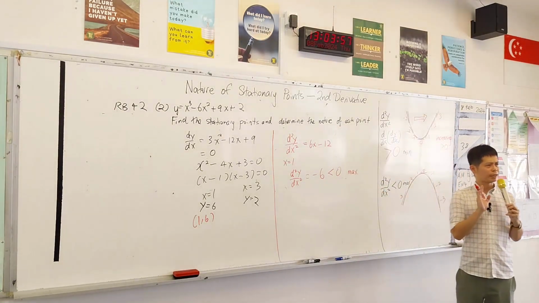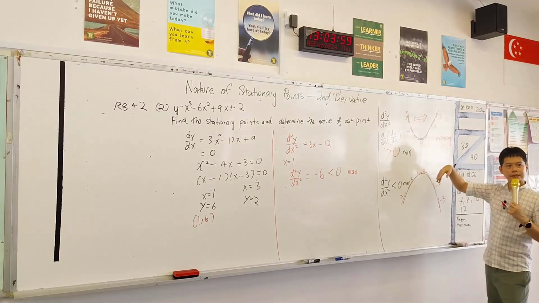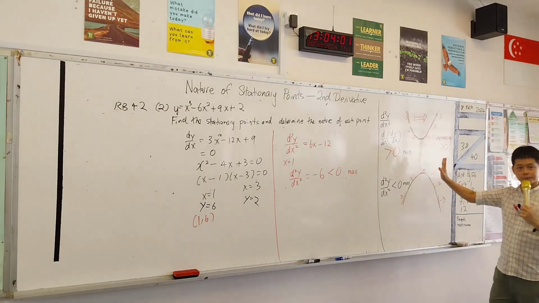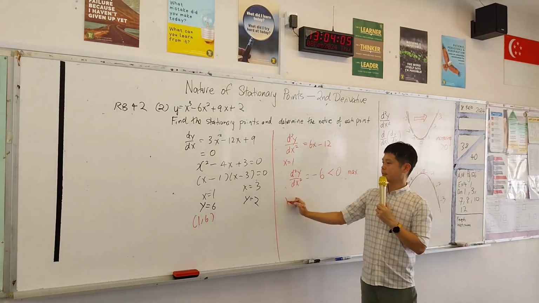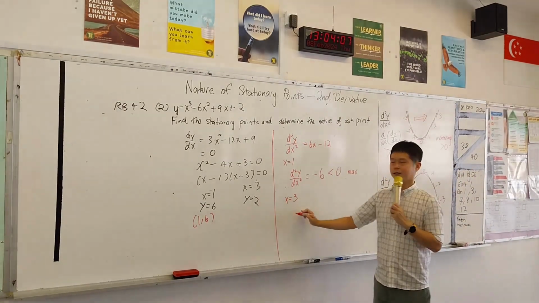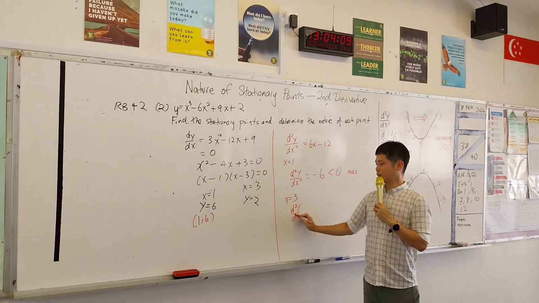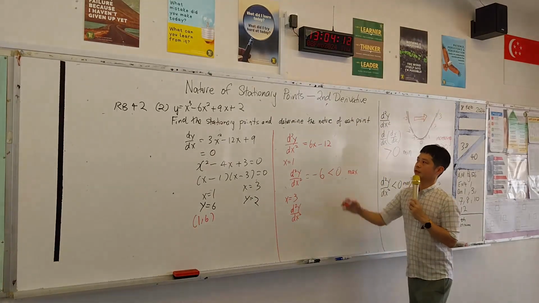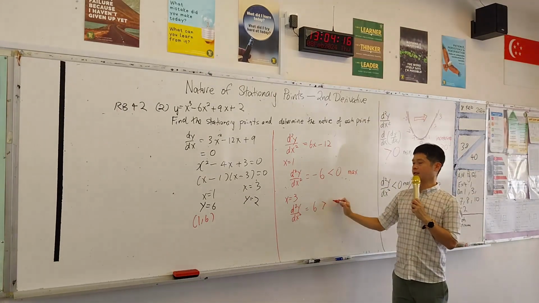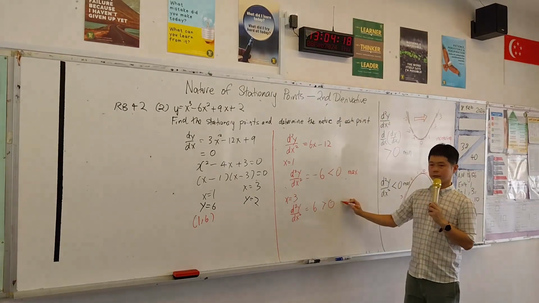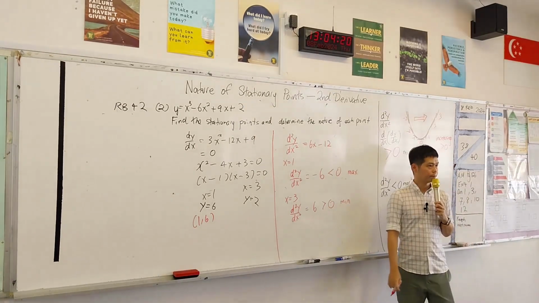And don't go and stress yourself why less than 0 is maximum. It was discussed at the beginning why less than 0 is maximum. Just memorize. From now, just memorize. So if I try x equals to 3, d2y over dx squared, 18 minus 12 is 6, greater than 0. And this is the minimum.